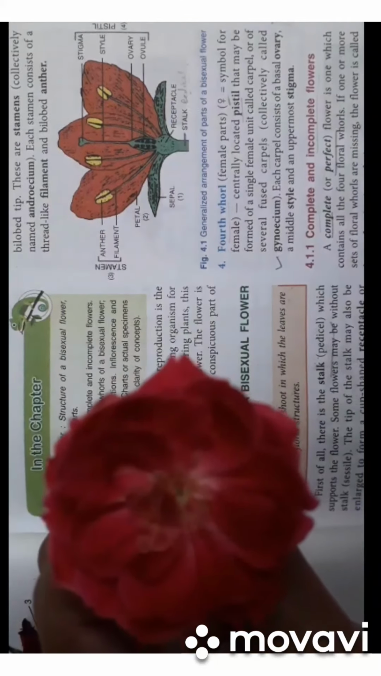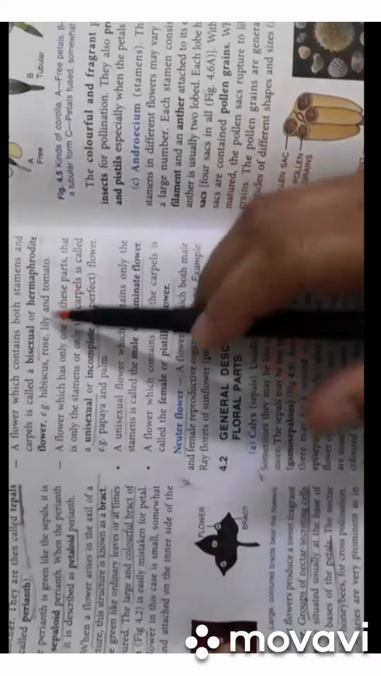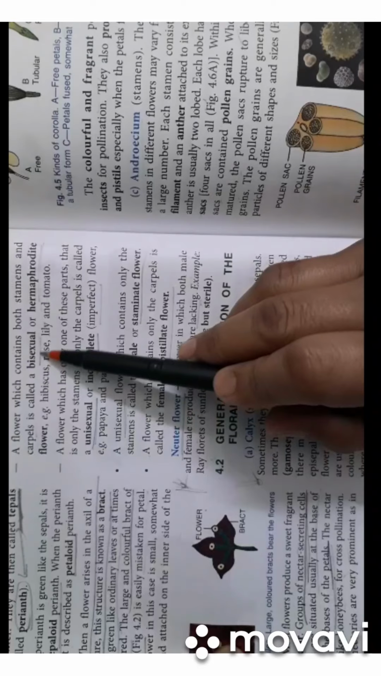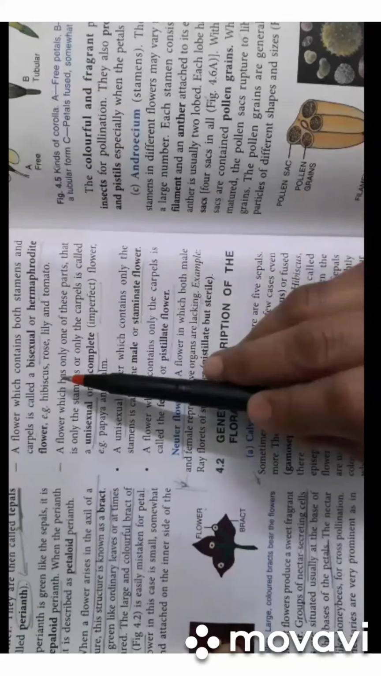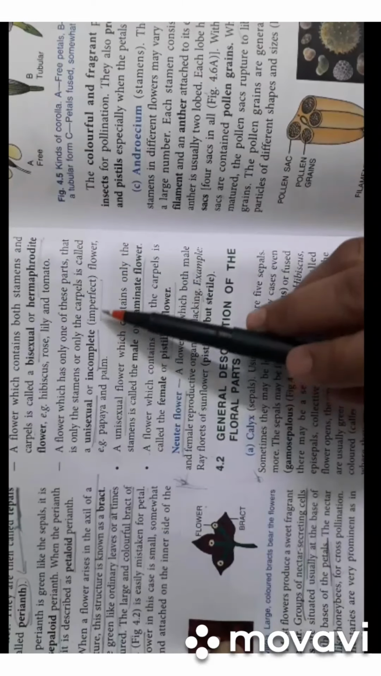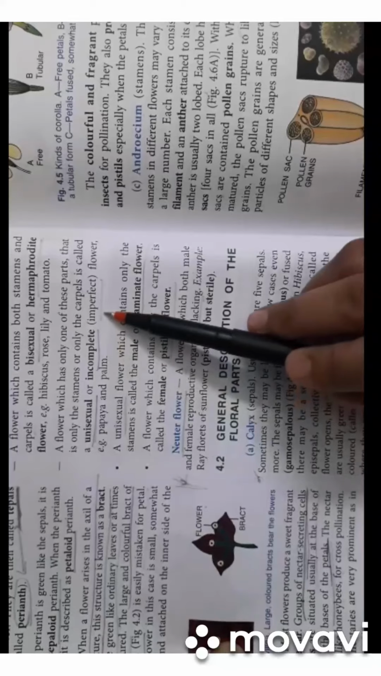Now, please read in your book. Flower which contains both stamens and carpels is called bisexual. Another term is also hermaphrodite. For example, hibiscus, rose, lily, etc. And a flower which has only one of these parts is called unisexual or incomplete or imperfect.